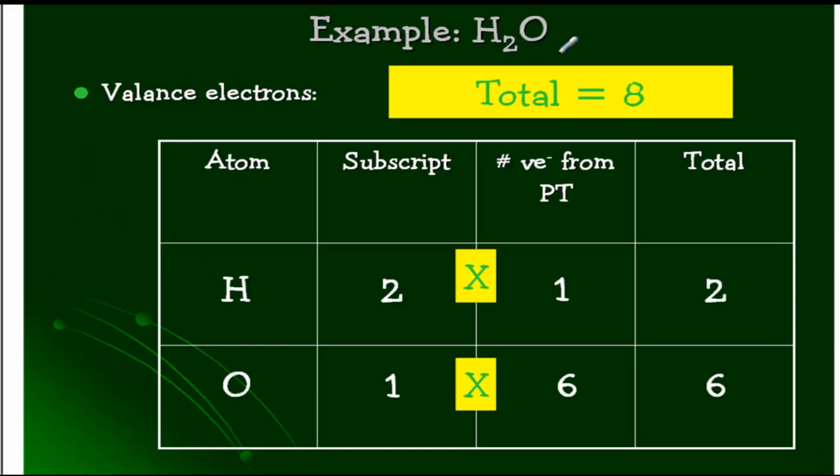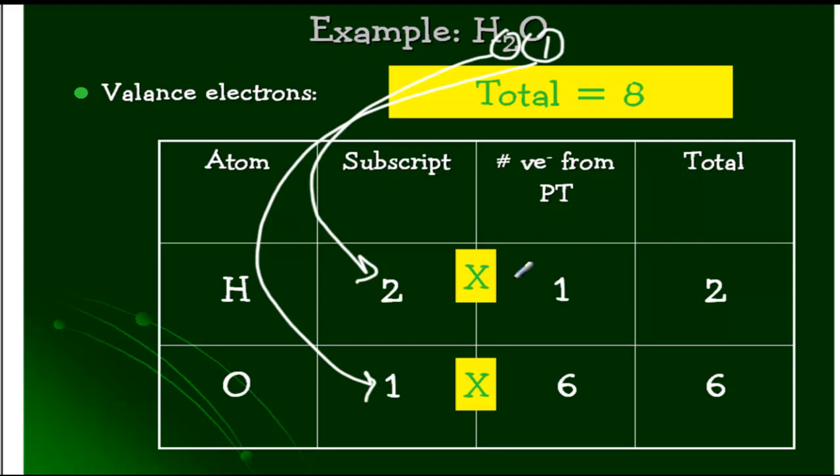Alright, if we look at water, our subscripts here, we have 2 hydrogens and we have 1 oxygen. That's where those numbers come from. From the periodic table, hydrogen's in the first column, so it has 1 valence electron. Oxygen is in the 16th column, so it has 6 valence electrons. So we get a total, 2 plus 6, of 8 valence electrons.